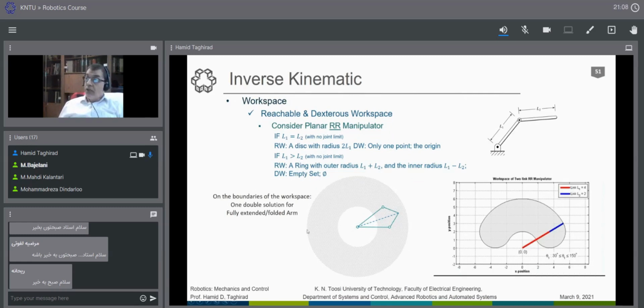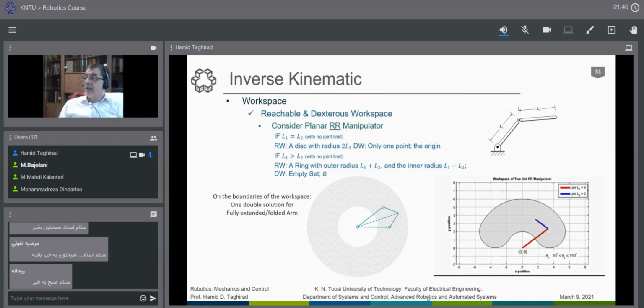Either the outer ring or the inner ring, no difference. Again, we have either a fully extended arm or a fully folded arm. But in terms of the solution, we can see that this is some way to work with that. And this would give us some intuition how to find the boundaries of the workspace. Here I have some sort of animation that you can see how we can get the workspace.